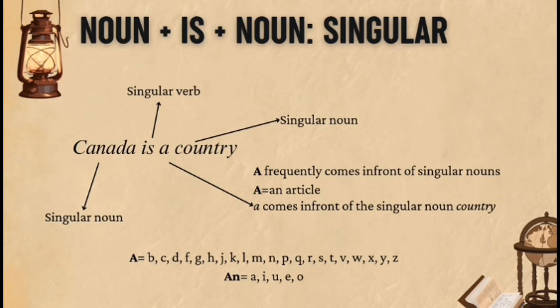A frequently comes in front of singular nouns. A is called an article. A and an have the same meaning. They are both articles. A is used in front of words that begin with a consonant. An is used in front of words that begin with A, I, U, E, and O.